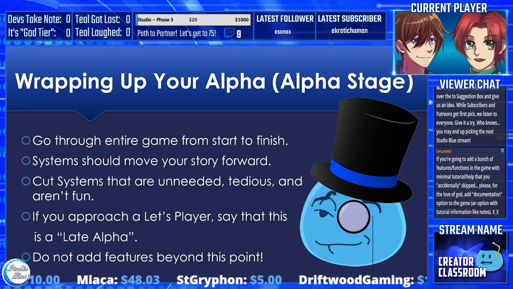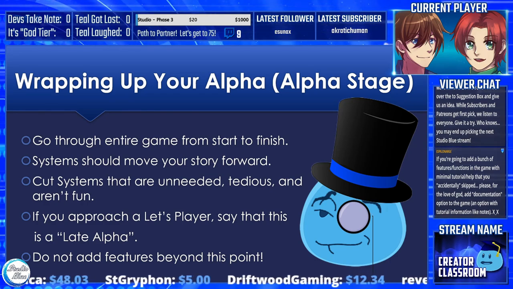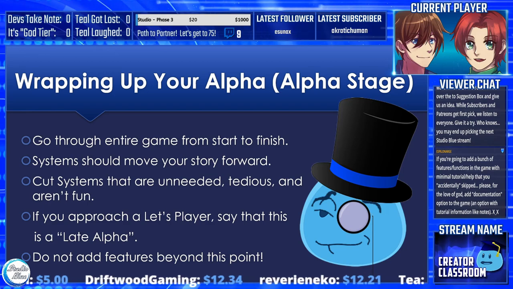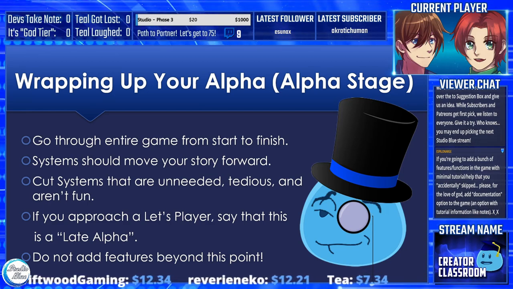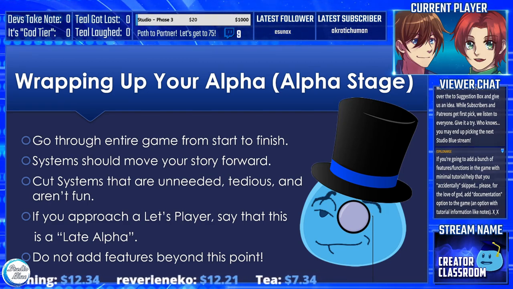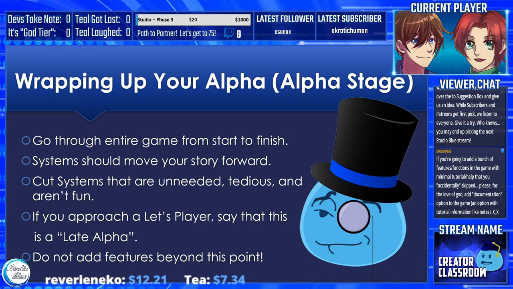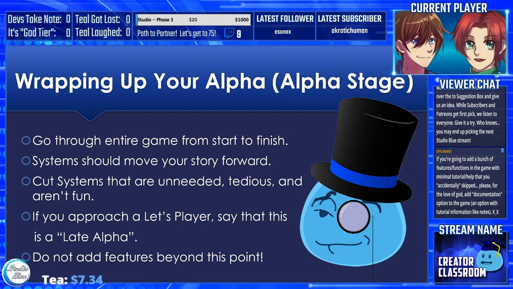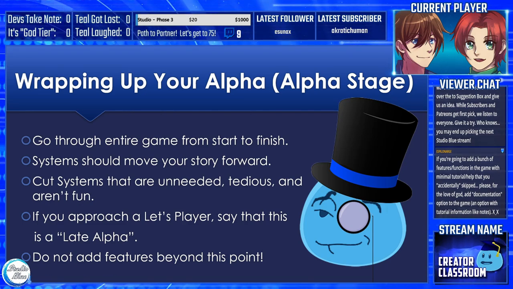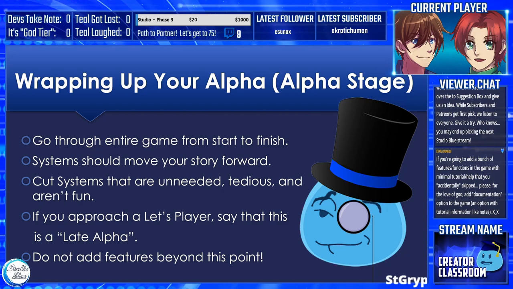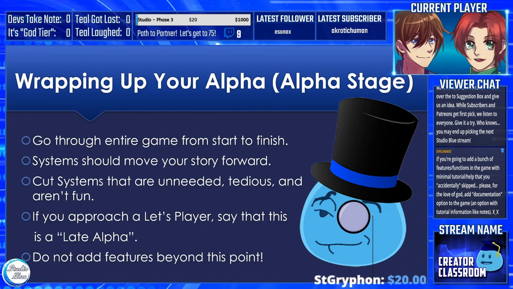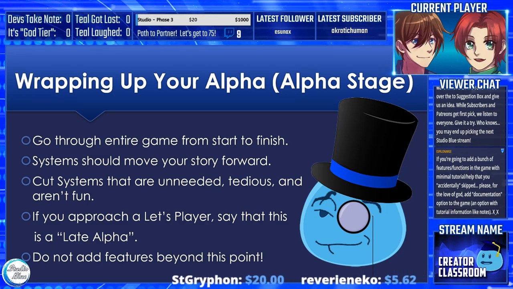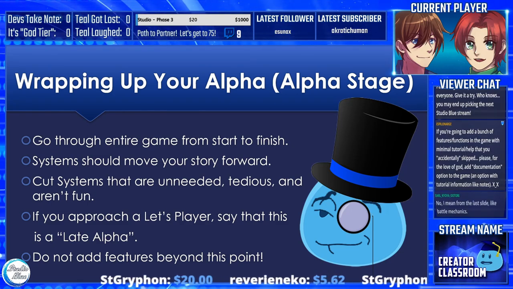So SB says, if you're going to add a bunch of features, functions in the game with minimal tutorial help that you accidentally skipped, please, yes, add the documentation option, which is what we said. Add a tutorial, some option to go into a menu and read the thing. I'm actually a big fan of having a journal in your menu. So that a player can reference it for anything from rules to icons, tile sets, you know, what does the poison icon look like? That sort of thing. I'm a big fan of journals.